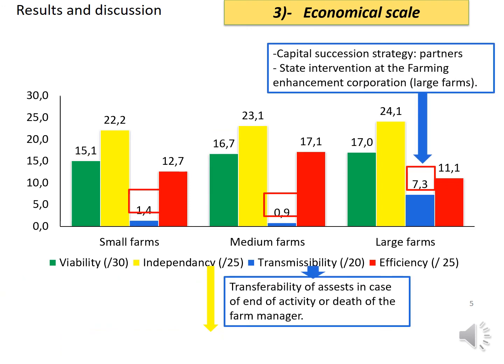The transmissibility component is very low for the three groups, and the best is recorded with large farms whose transfer of capital and assets after the death of the farmer or after cessation of the activity is guaranteed by the government or by the other shareholders of the company. But it's not the case for the small farms. Small farms are family farms, and they are owned and inherited, from which there is not always a successor. That's why transmissibility is not good for small farms.